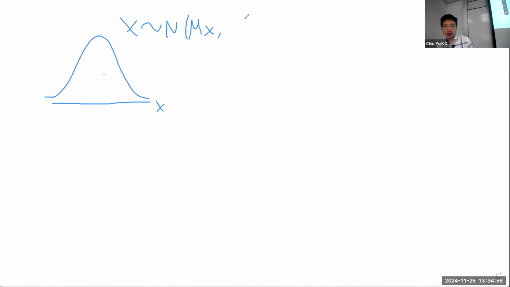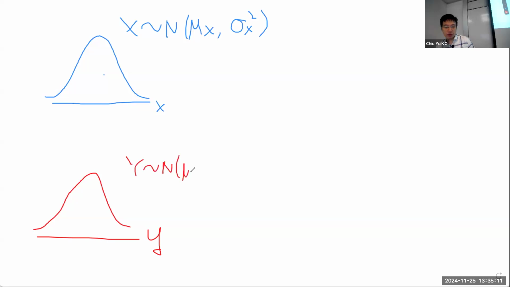So the first question is, what is the F test? Okay, F test is the following. You have a bell curve, say X, which follows a normal distribution with some mean mu X and variance sigma squared X. And the other one will be Y, also a bell curve. So Y has a normal distribution with mean mu Y and variance sigma squared Y.